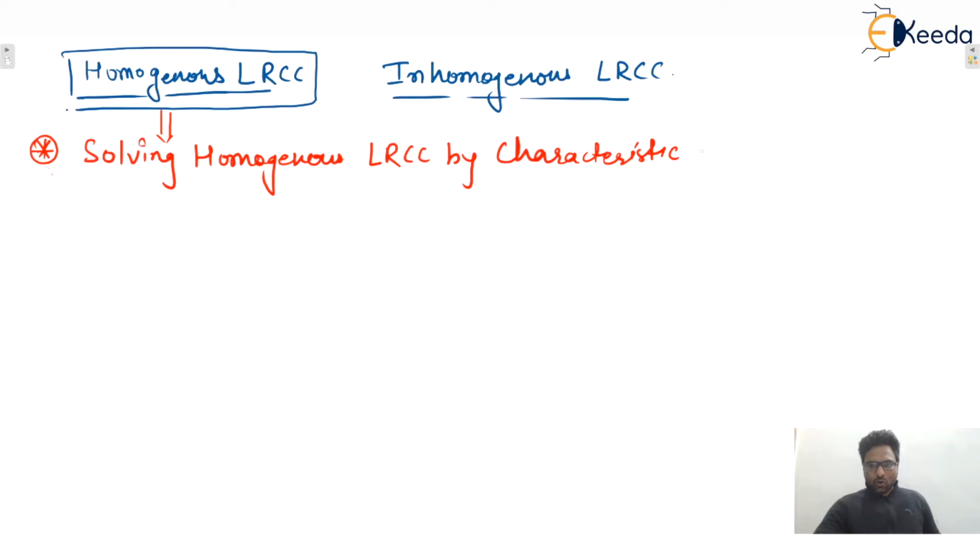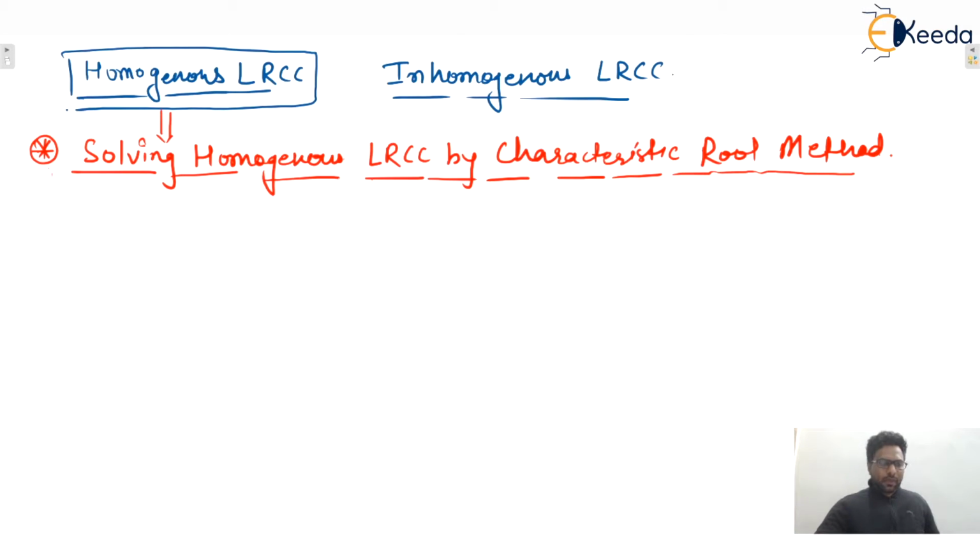Characteristic root method. Okay, so we'll see what is this technique or what is this method. We'll see one by one. First we'll see homogeneous, and after that we'll see the inhomogeneous. So let us consider one example. I am assuming one example, and with the help of this example I will explain to you what is this method, what is characteristic root method to solve any homogeneous LRCC.